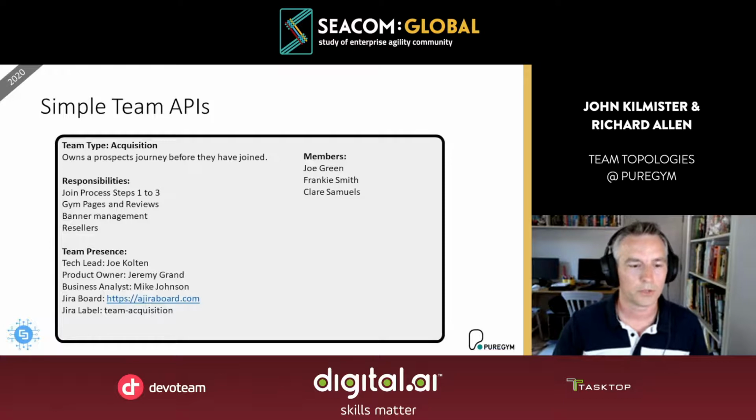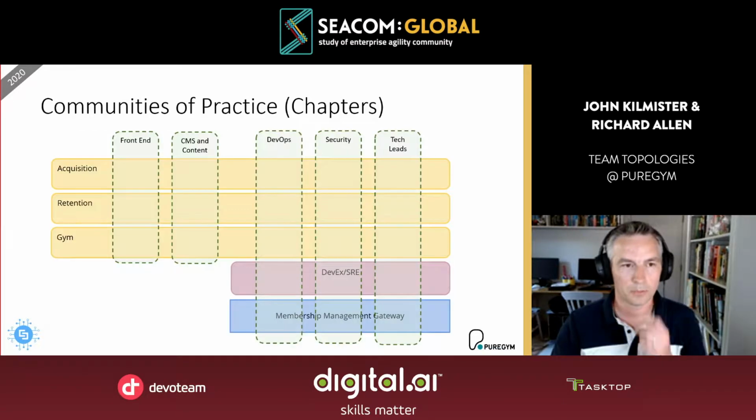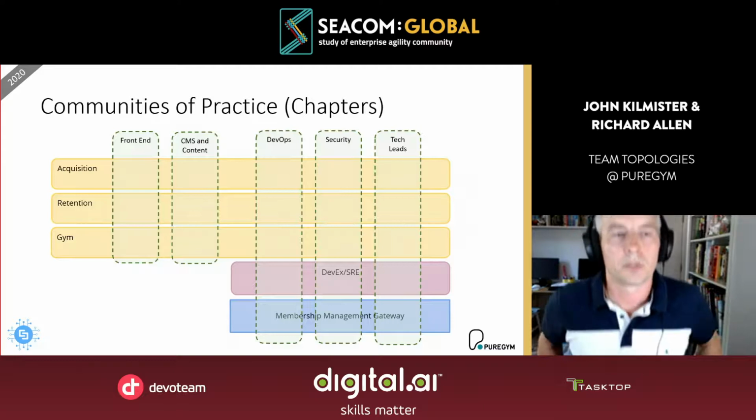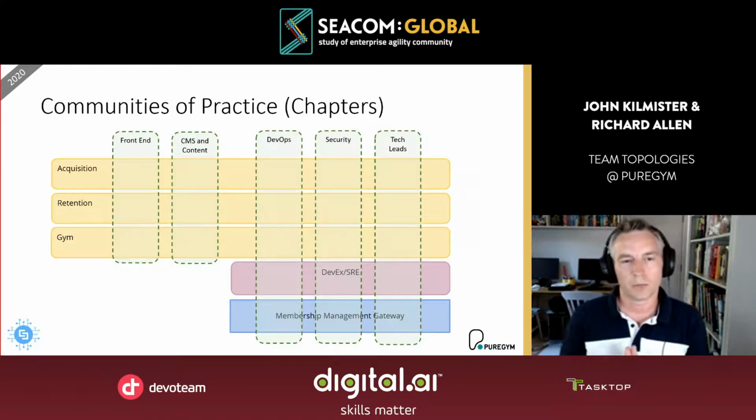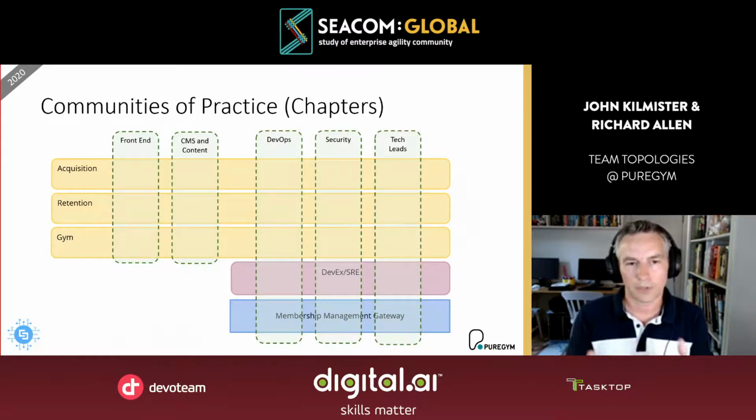We also introduced something called communities of practice. These were introduced to provide a way in which members with similar interests, spread across the different Streamlined teams, are able to still engage on a regular basis, communicate and share good practice or have discussions around particular areas, whether that might be security, DevOps, or CMS and front end.